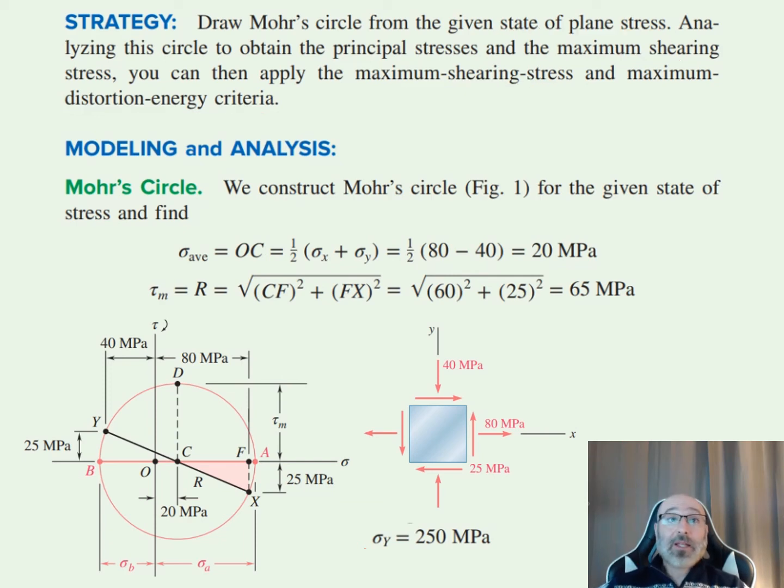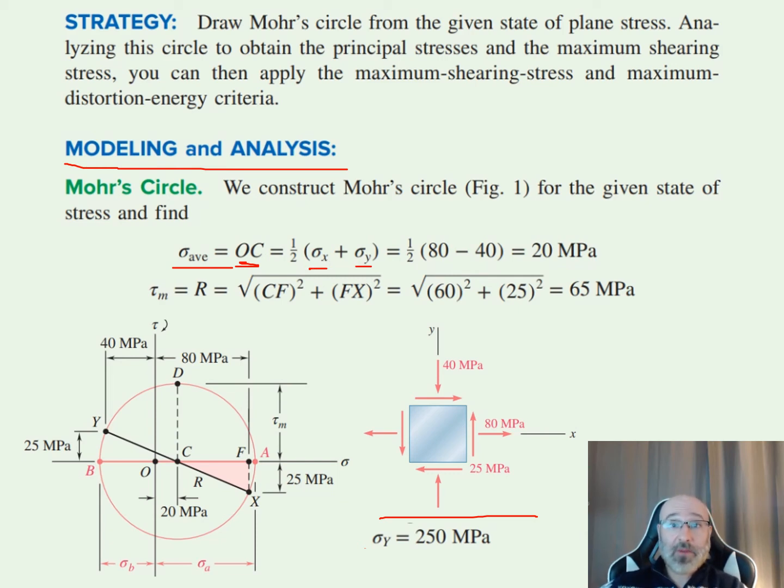So for our modeling and analysis, in order to create Mohr's circle, what we want to do is take a look back at this given stress element from our problem statement. We can see that we have our general equation here for our average stress. Our average normal stress is given to us as that distance OC, or half of sigma x plus sigma y. Well, we do have our sigma x and our sigma y.